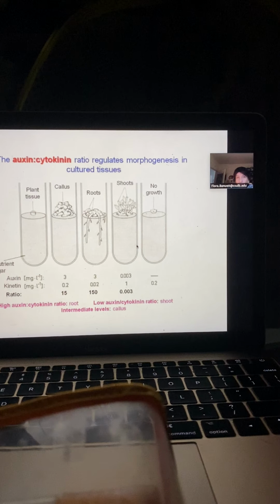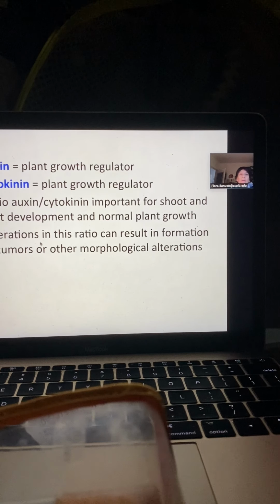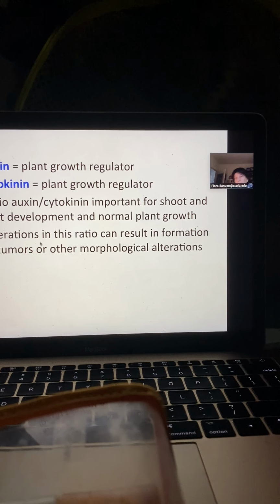This is to show how important these two hormones or growth regulators are in plant development. If you alter the ratio, as I show you, you can then get either shoots, roots, none of the above. You can also get what are called teratomas, etc.